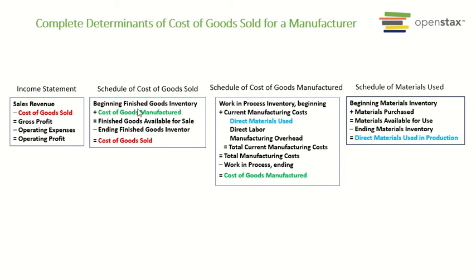We use beginning finished goods inventory plus cost of goods manufactured, minus ending finished goods, we get the cost of goods sold. Then this cost of goods sold will transfer to the income statement. Sales revenue minus cost of goods sold minus operating expenses, we get the operating profit.